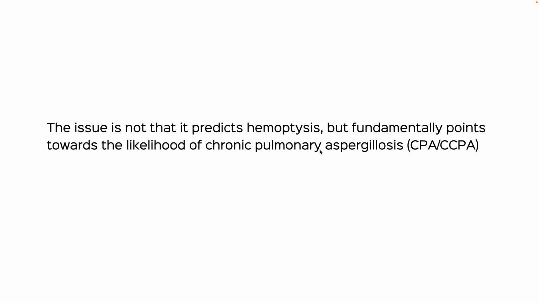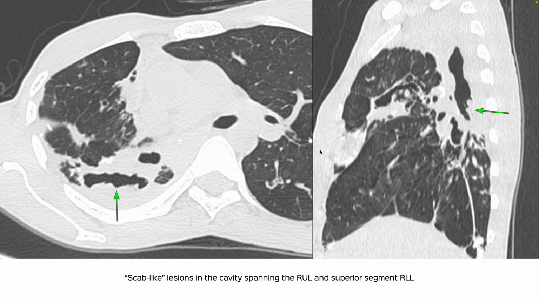And while the paper talked about how it predicts hemoptysis, the fact is that it fundamentally points towards the presence and likelihood of chronic pulmonary aspergillosis, whether you call it CPA, CCPA, that depends on the underlying substrate.